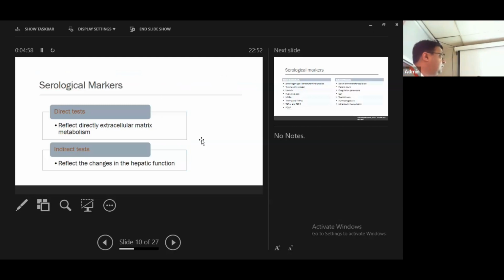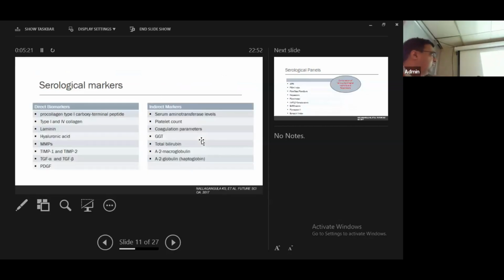These are the serological markers. Because liver biopsy cannot be done in all patients, we have to develop other markers for the assessment of liver fibrosis. So we developed direct tests and indirect tests. Direct tests directly reflect extracellular matrix metabolism, and indirect tests reflect the change in hepatic function. For the assessment of fibrosis, direct biomarkers include type 1 and type 4 collagen, laminin, hyaluronic acid, and procollagen type 1 carboxy-terminal peptide.